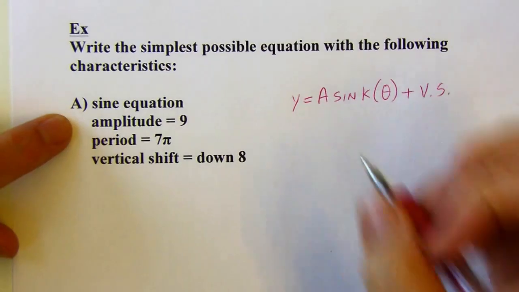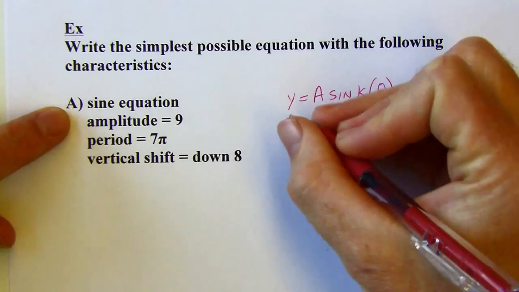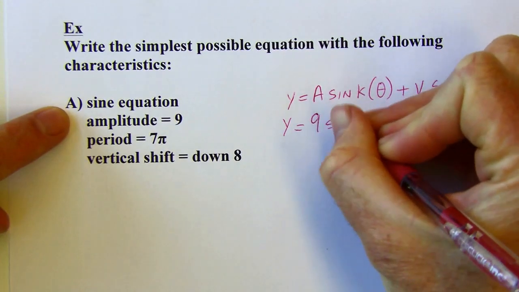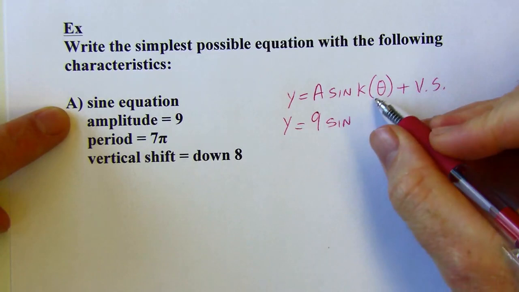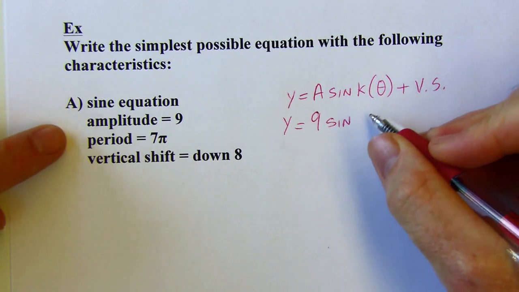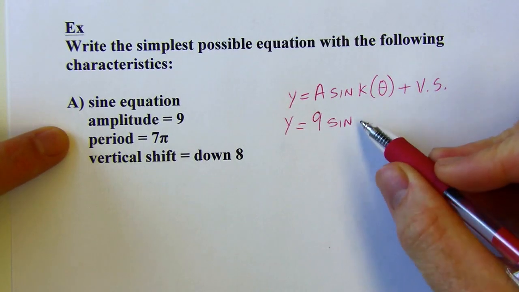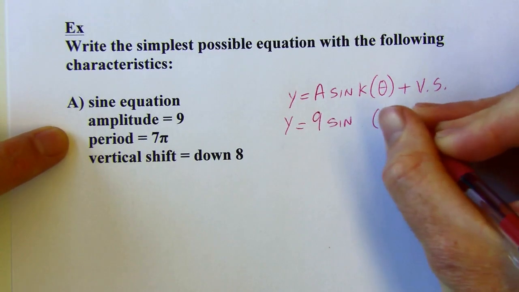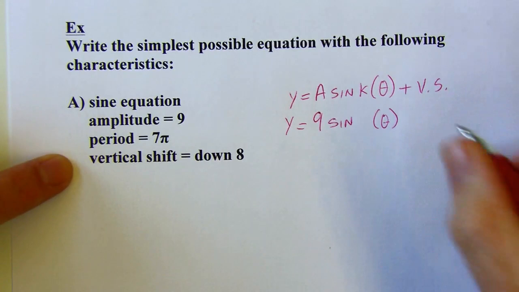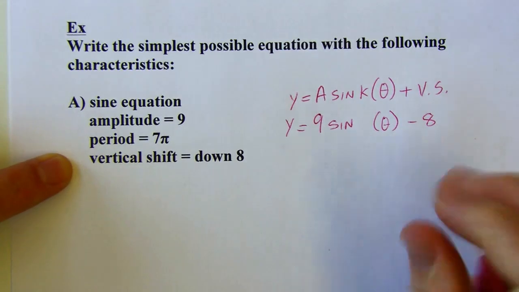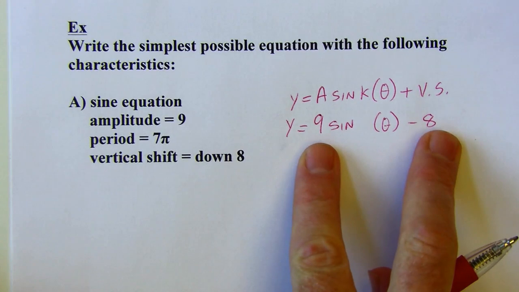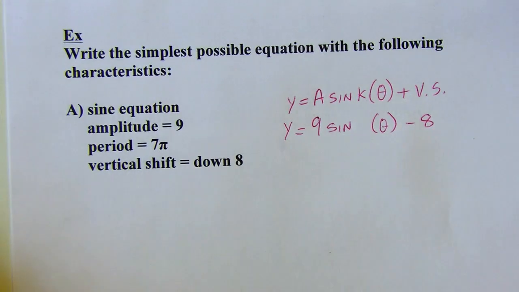So a lot of these parts are pretty straightforward. You just have to know where the pieces go. That's going to be a 9 there. Okay, I'm going to leave the k alone because this isn't just going to be 7 pi here for the period. It's going to be something else. So I'm going to leave a little space there. The vertical shift is down 8. Okay, so these are the easy parts, I think, the amplitude and the vertical shift. You just have to know where to put them and then plug them in.